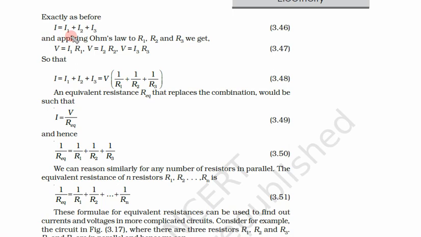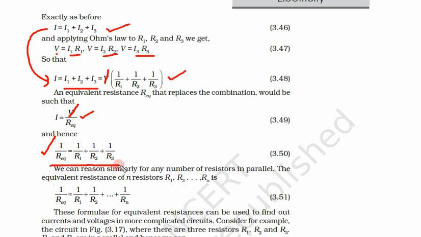Similarly, as previously, the current I is equal to I1 plus I2 plus I3, and the potential difference is the same, V is equal to I1 R1, I2 R2, I3 R3. Taking from this equation the values of I1, I2, I3, we get I equal to V times 1 upon R1 plus 1 upon R2 plus 1 upon R3, and I is equal to V upon R equivalent, again cancelling out. So 1 upon R equivalent is 1 upon R1 plus 1 upon R2 plus 1 upon R3. Similarly, we can extend up to 1 upon Rn.